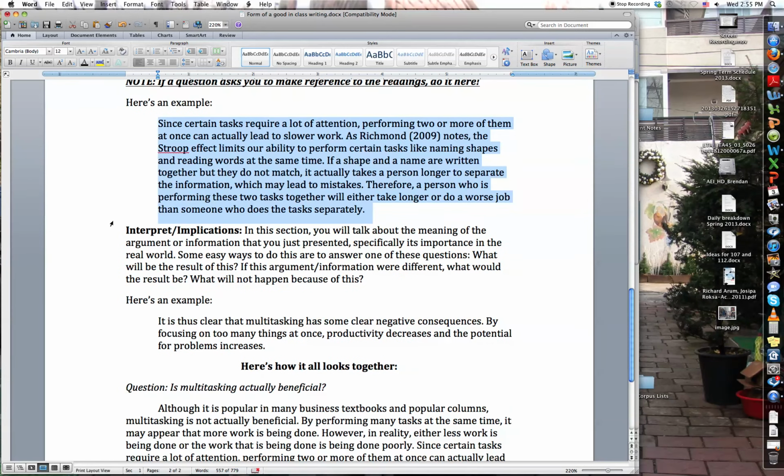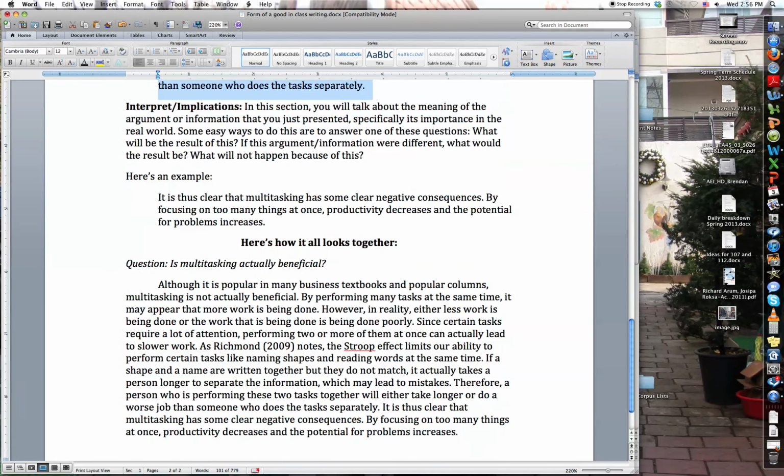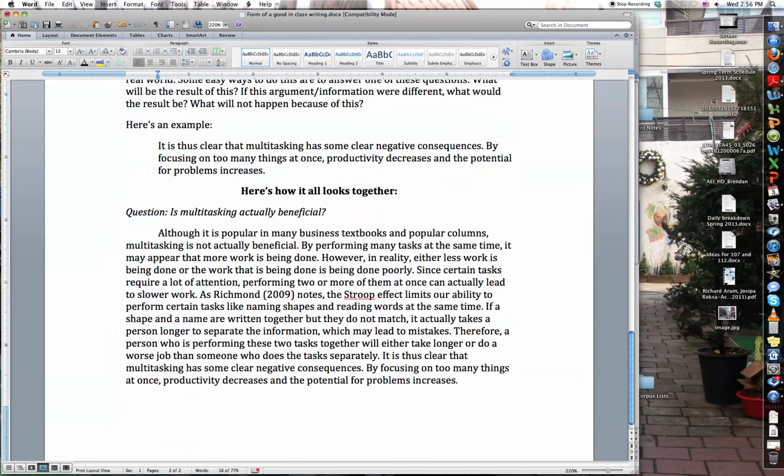What's our evidence? Well, we got proof that says if we do more than one task at once, we do a worse job or it takes us longer. Okay, so then we have this. It is thus clear that multitasking has some clear negative consequences. By focusing on too many things at once, productivity decreases and the potential for problems increases. Aha. So that's basically saying, hey, if we do this, the negative result is this right here. I provided an example inside this where you can read through the whole thing all together.